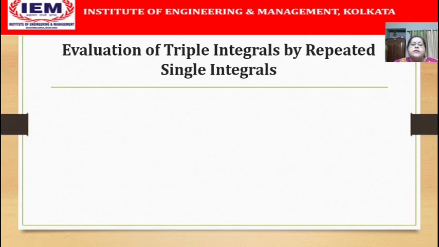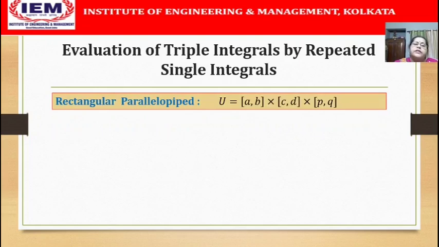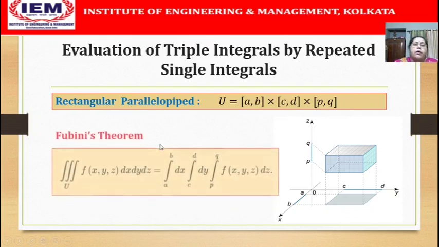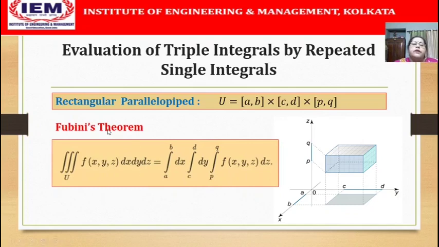Let us see first the simplest case, a rectangular parallelepiped. So our region U is a rectangular parallelepiped with the dimensions [a,b] cross [c,d] cross [p,q]. Suppose it looks like this, where it extends from a to b in the x direction, c to d in the y direction, and p to q in the z direction. So now, how to evaluate a triple integral?